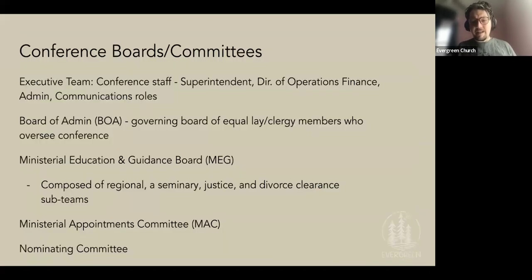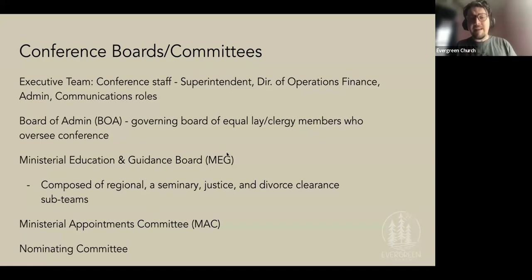I'm not going to spend a ton of time here, but as a missional partner, one of your rights and privileges is to be nominated to serve on conference boards if the nominating team calls you. Because all of our boards and committees have equal representation between pastors and lay people. Our conference is led by our executive team, which is our superintendent, director of operations, finance. We have administration people, communication.